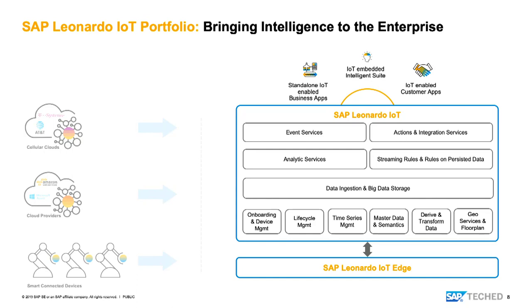This is a first look at the components that make up Leonardo IoT. First of all, you see there is an edge solution, the SAP Leonardo IoT Edge. We'll cover that more at the end of this talk. At the beginning, we look more into SAP Leonardo IoT, which is the cloud solution. And you see there are a lot of components in there. One of the big things is the data ingestion. So you connect your devices to the system.